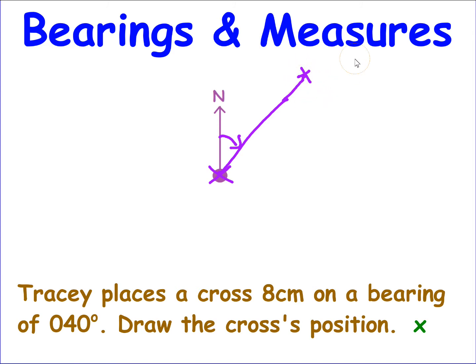So the position of the cross should be here, because this is a bearing of 040 and this distance is 8 centimeters. So we're combining the bearing with a distance.